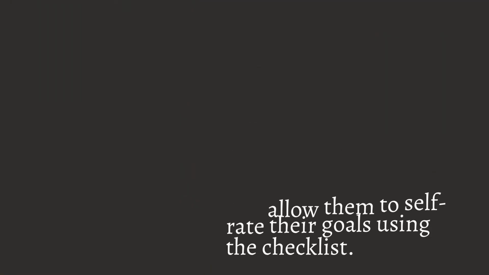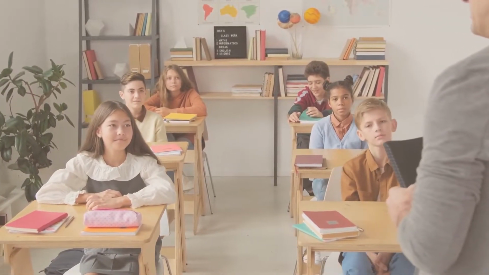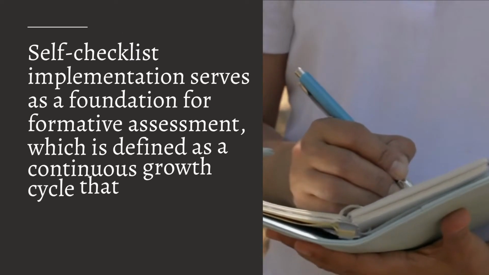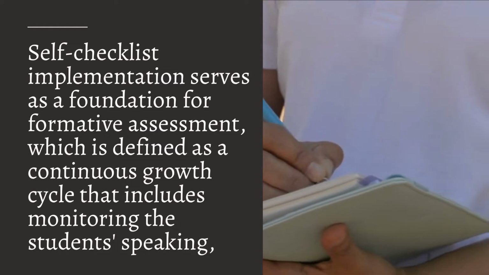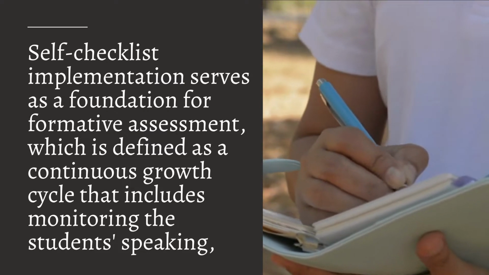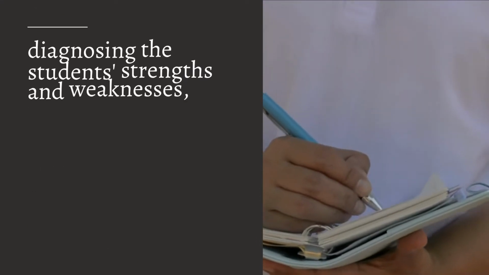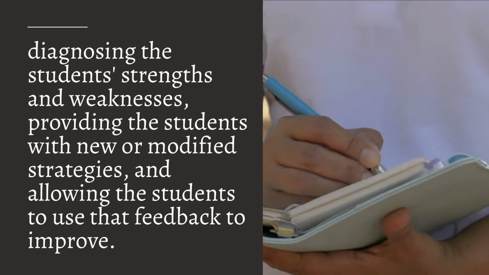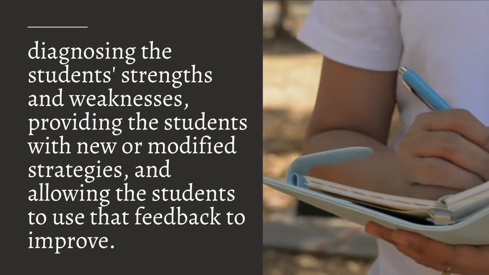Provide students with a checklist of good goals and allow them to self-rate their goals using the checklist. This will help support students to reflect on what is going well in the classroom and what they need to work on. Self-checklist implementation serves as a foundation for formative assessment, which is defined as a continuous growth cycle that includes monitoring the student's speaking, diagnosing the student's strengths and weaknesses, providing the students with new or modified strategies, and allowing the students to use that feedback to improve.